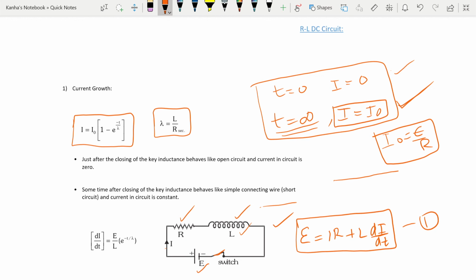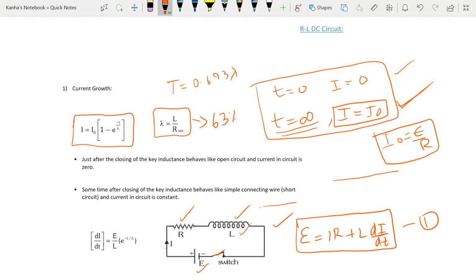What you should note from here is the time constant of the circuit, which is given by lambda. It is the time in which the current increases up to 63% of its total value, the time till which it reaches the 63% value. Next is half-life. Half-life is easier to calculate. Again, the half-life is 0.693 into lambda.